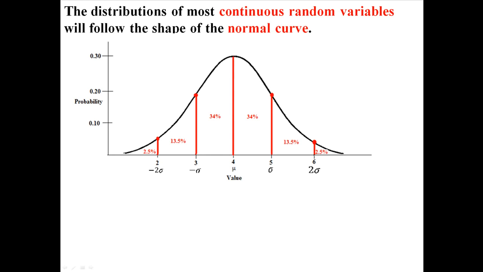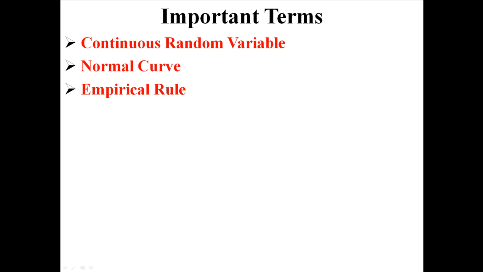Using this empirical rule, we can actually find out what area is associated between different distances without doing things like complicated calculus, which we could do, but it would be a lot of work for every distribution we have to work with. And that is the normal curve and the empirical rule, which you construct for continuous random variables.